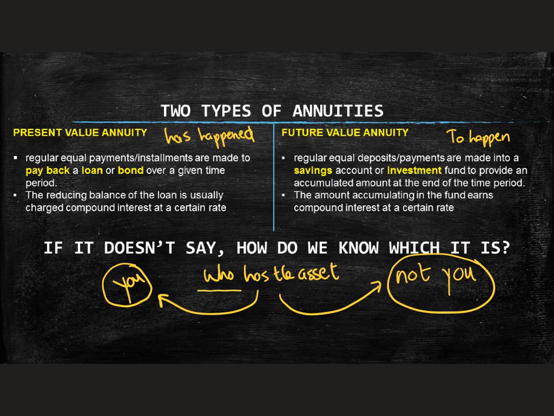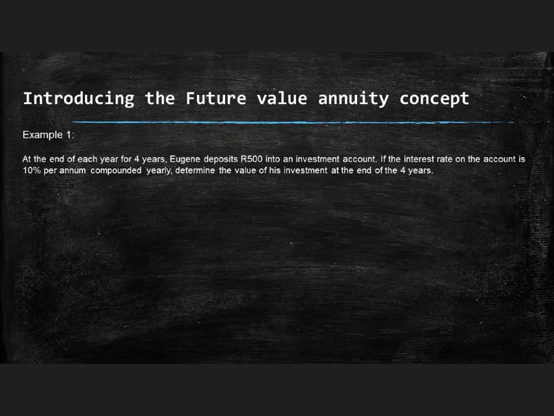This is the easiest way to ask yourself what's happening when you see a question in a test paper. Who has it? If they don't use the words present or future, ask yourself who has it. If you have it, it's present value. If you don't have it, it's future value. So in all of today's lessons, we are dealing with future values, which means you do not have the thing you want yet.